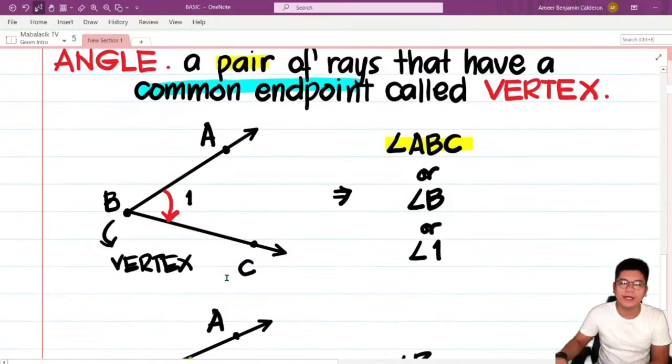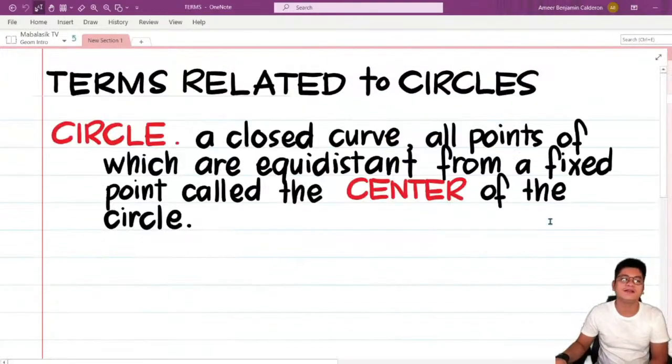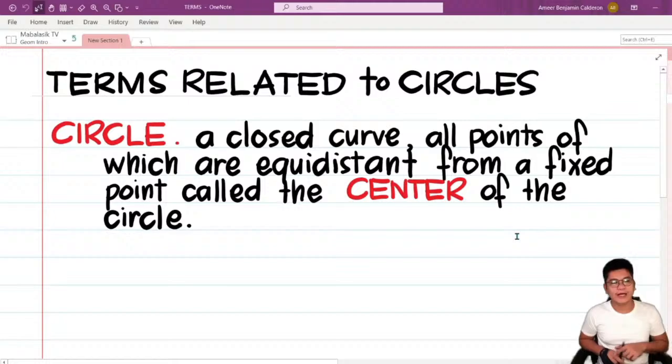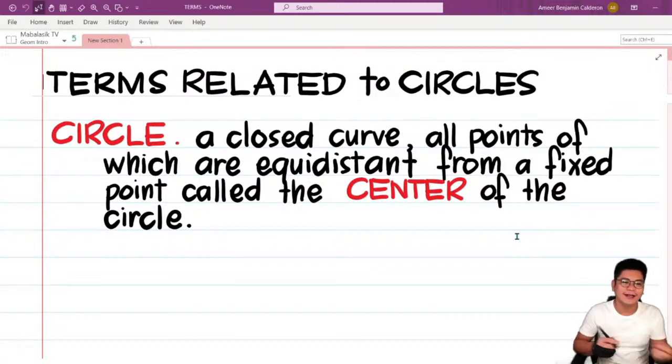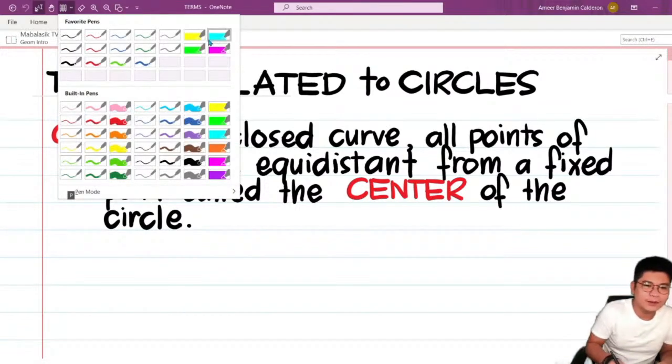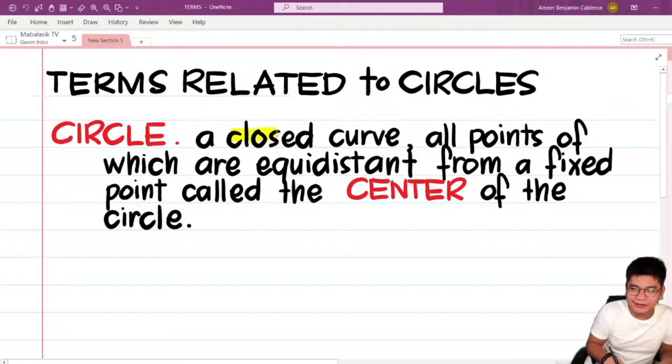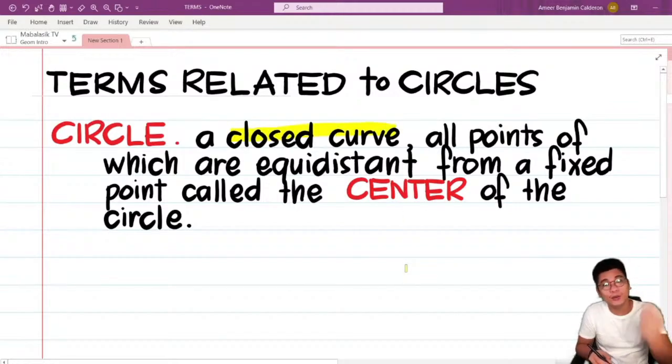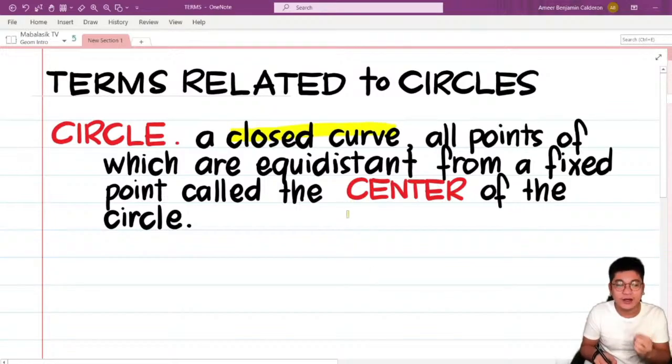Let's go to our terms related to circles. So our first term, of course, is the circle. A circle is a closed curve. Okay, it is a curve, but it is closed. If it is not closed, it is not a circle. All points of which are equidistant from a fixed point called the center of the circle.